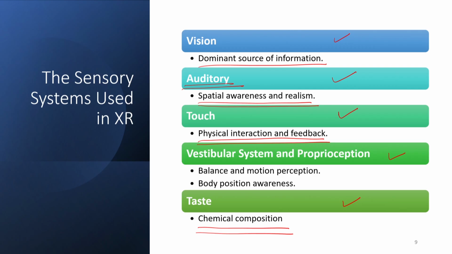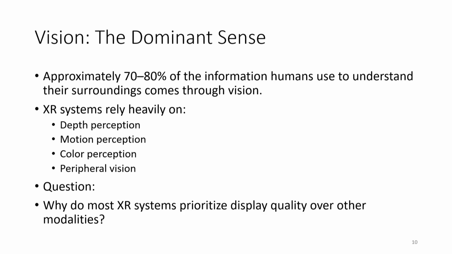In addition to all of that is our vestibular system, which works through our ears and gives us the sense of balance and motion perception, that is also usually taken care of by different XR systems. And you have the sense of proprioception, which gives us an awareness of where our body is positioned in the real world. So, all of these sensory systems are typically used in XR. The dominant sense is vision. Approximately 70 to 80% of the information humans use to understand their surroundings comes through vision.